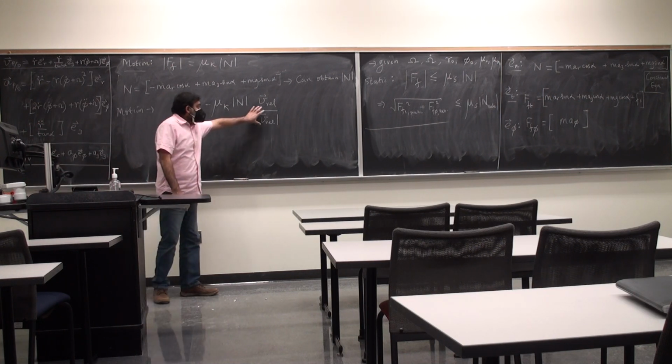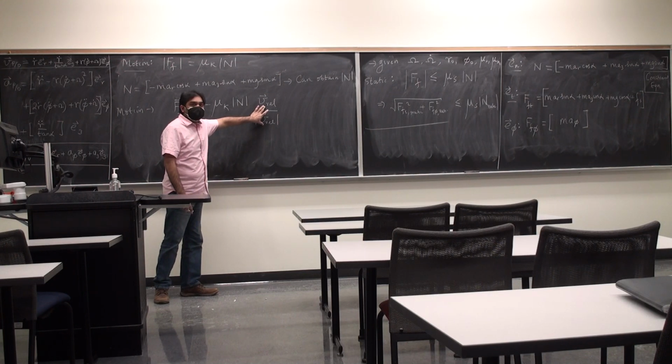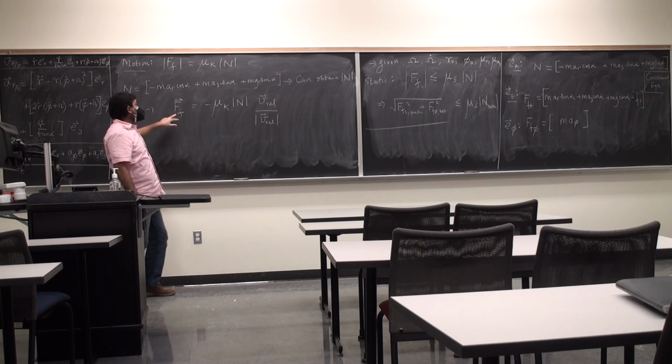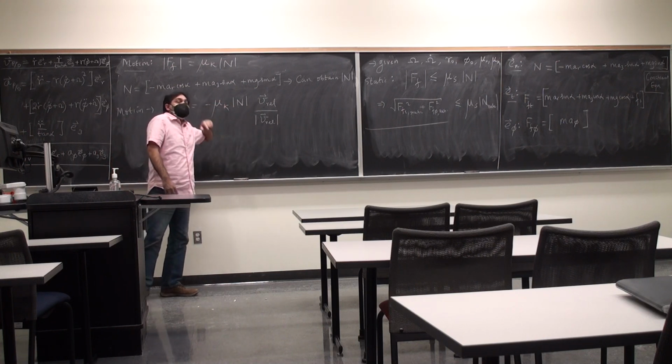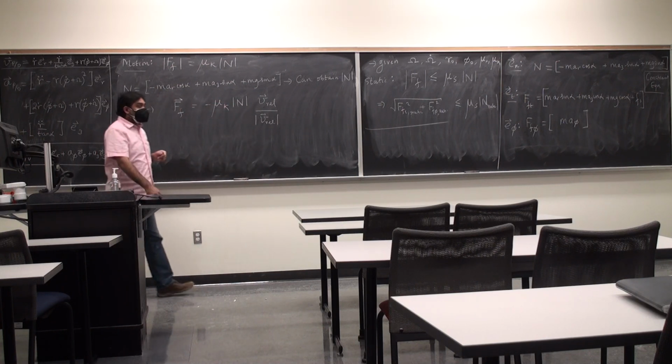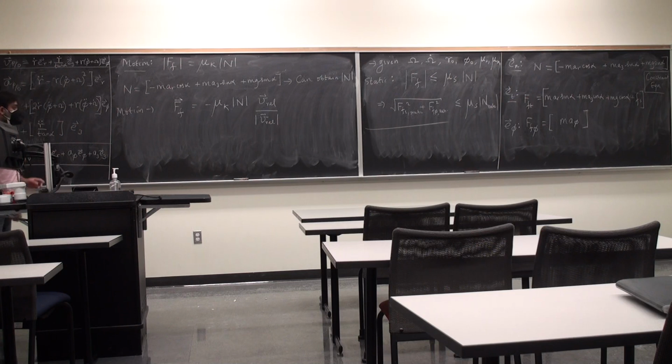This term essentially tells me the direction of the velocity vector. Right? I take a vector divided by its magnitude, it tells me its direction. And the negative sign tells me that the net force of friction is always opposite to the direction of the relative velocity vector. Okay? So the big question is, what is the relative velocity?